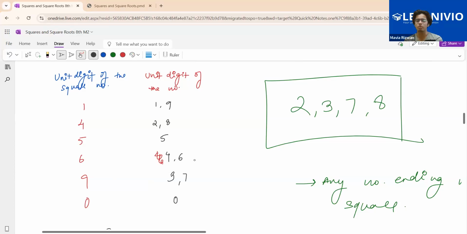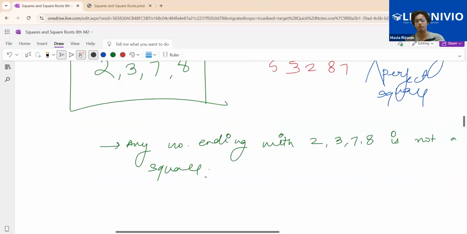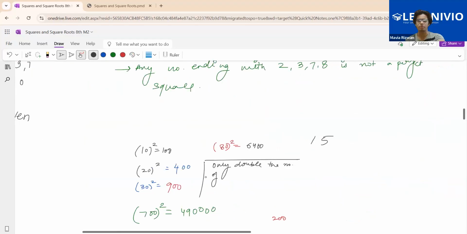If the number ends with 3 or 7, the square would end with 9. Whatever the number is, if it ends with 3 or 7, the square would end with 9. And for 0, it is 0. Then I told you that if 2, 3, 7, or 8 is at the end of any number, we can say for sure, without even checking, that the number is not a perfect square. Now, even square is even, odd square is odd. This is all very easy.